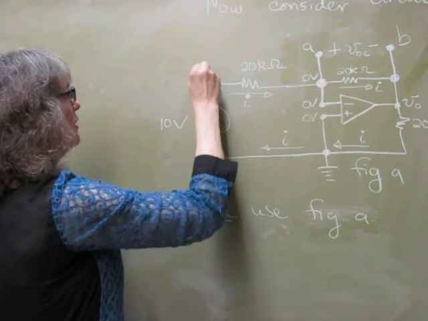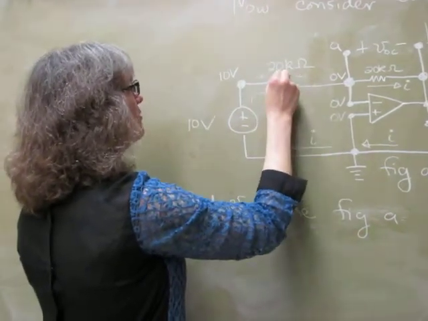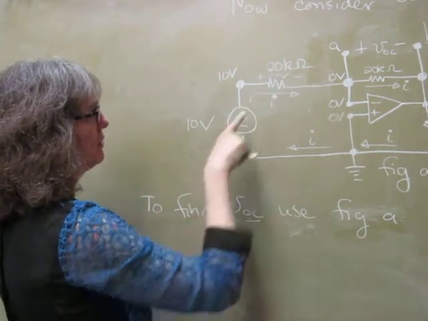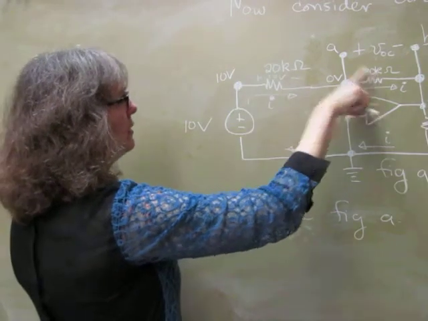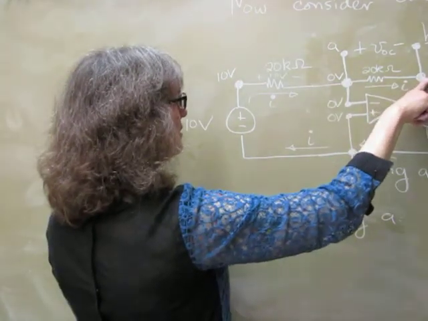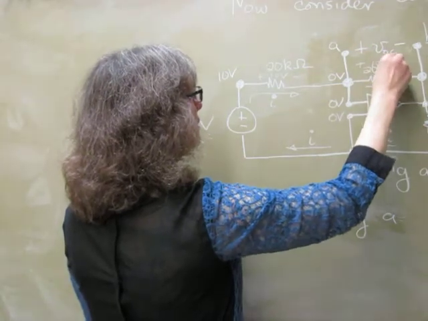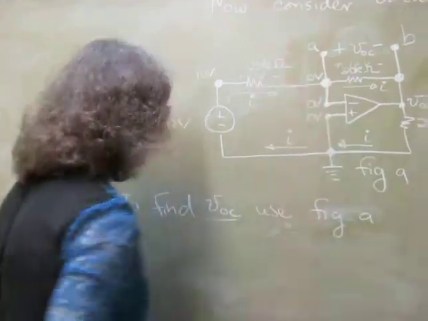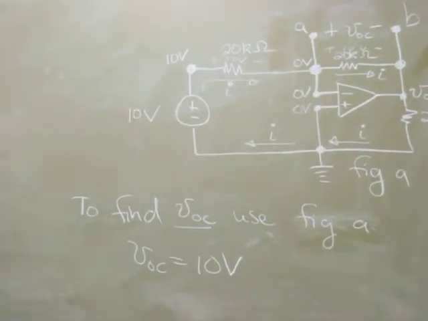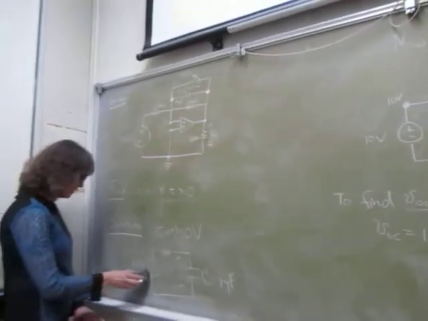This node here is 10 volts. So what's the voltage drop across this resistor? It's 10 volts. Look, 10 volts here, 0 volts here, so the voltage drop here is 10 volts. So you've got the same resistor, the same current. What's the voltage drop here? It's got to be the same. So this is also a 10 volt voltage drop. So VOC is equal to 10 volts. All right, so now I know what this is. 10 volts. So I'm halfway done.